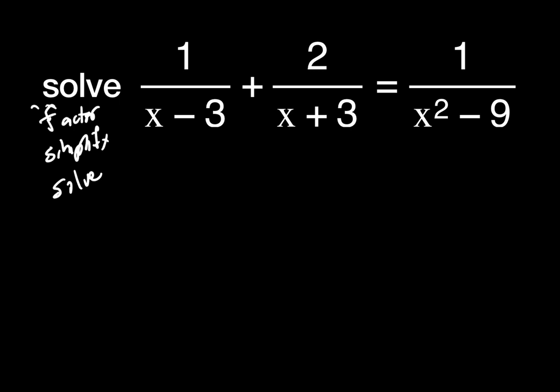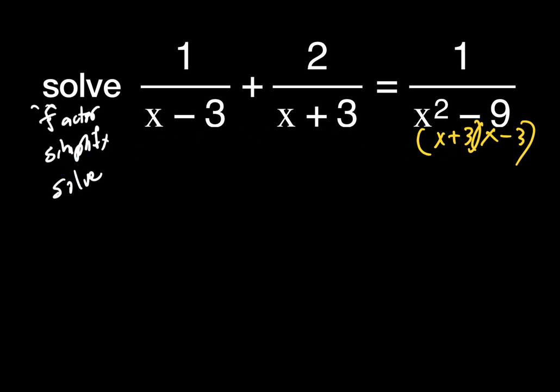So the first one, there's nothing here that can factor, because x minus 3 is just itself. This cannot factor, but this can. And it should look very familiar: x plus 3, x minus 3. It's a difference of squares. So now I look at my denominator and say, okay, now can I simplify?